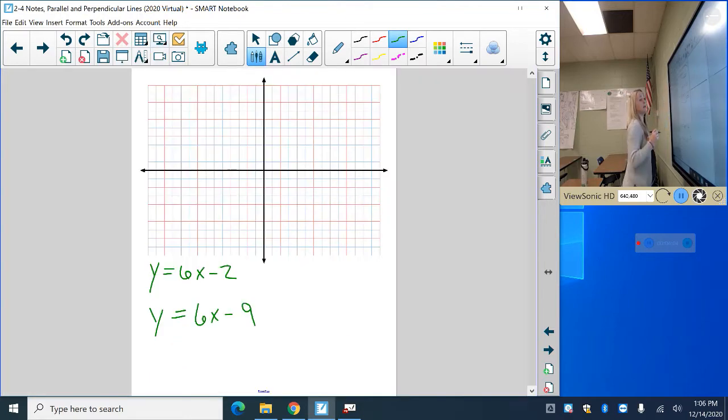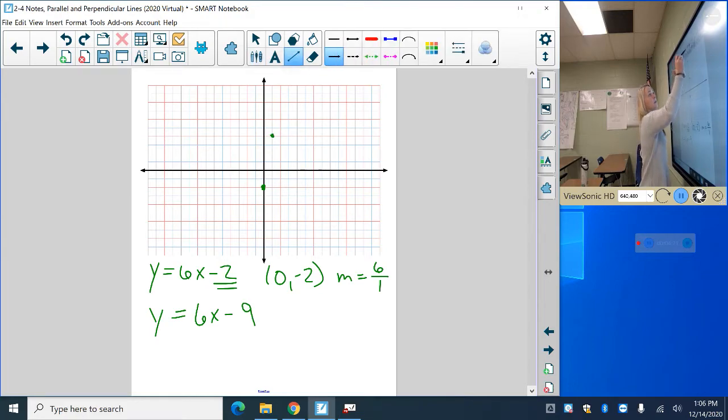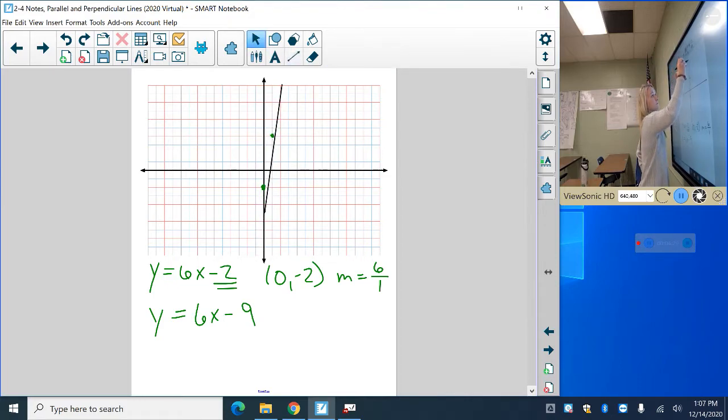Go back to single page so you can see it. To graph this first line, I need to start at 0, negative 2, which is my y-intercept, and my slope is 6, which means 6 over 1. I'm going to go up 6, 1, 2, 3, 4, 5, 6, over 1, and then draw a line between those 2 points. Which looks something like that.